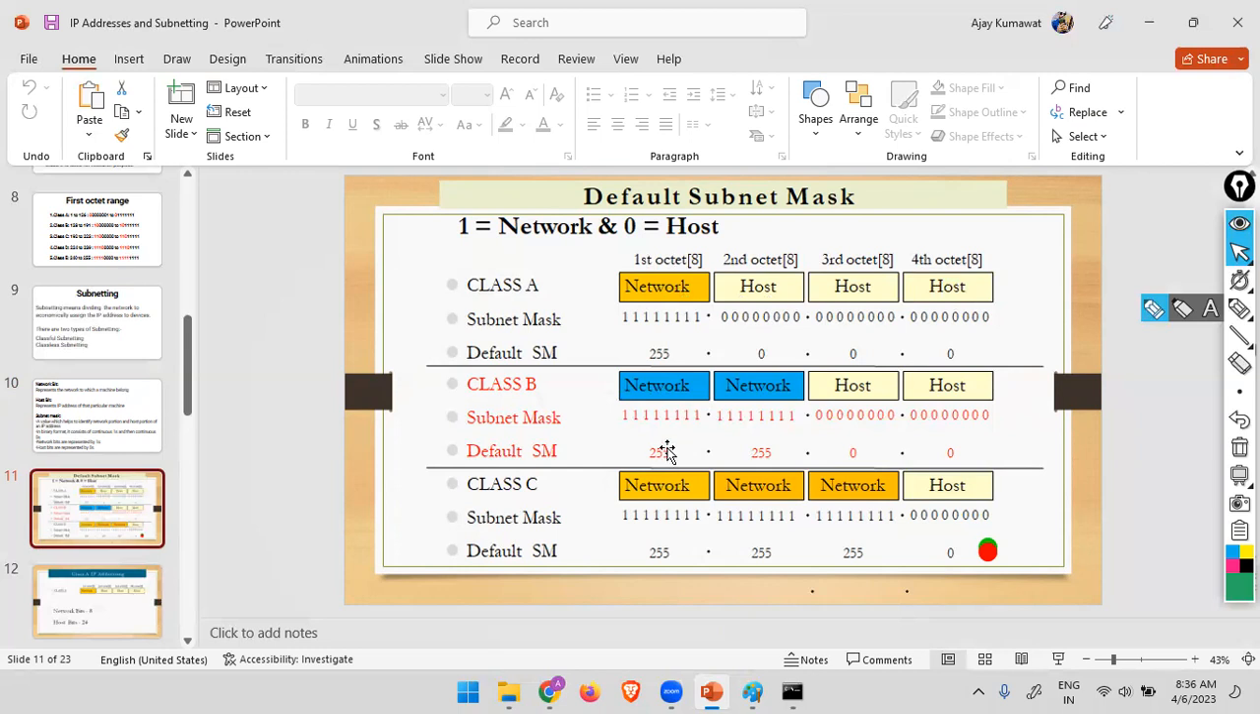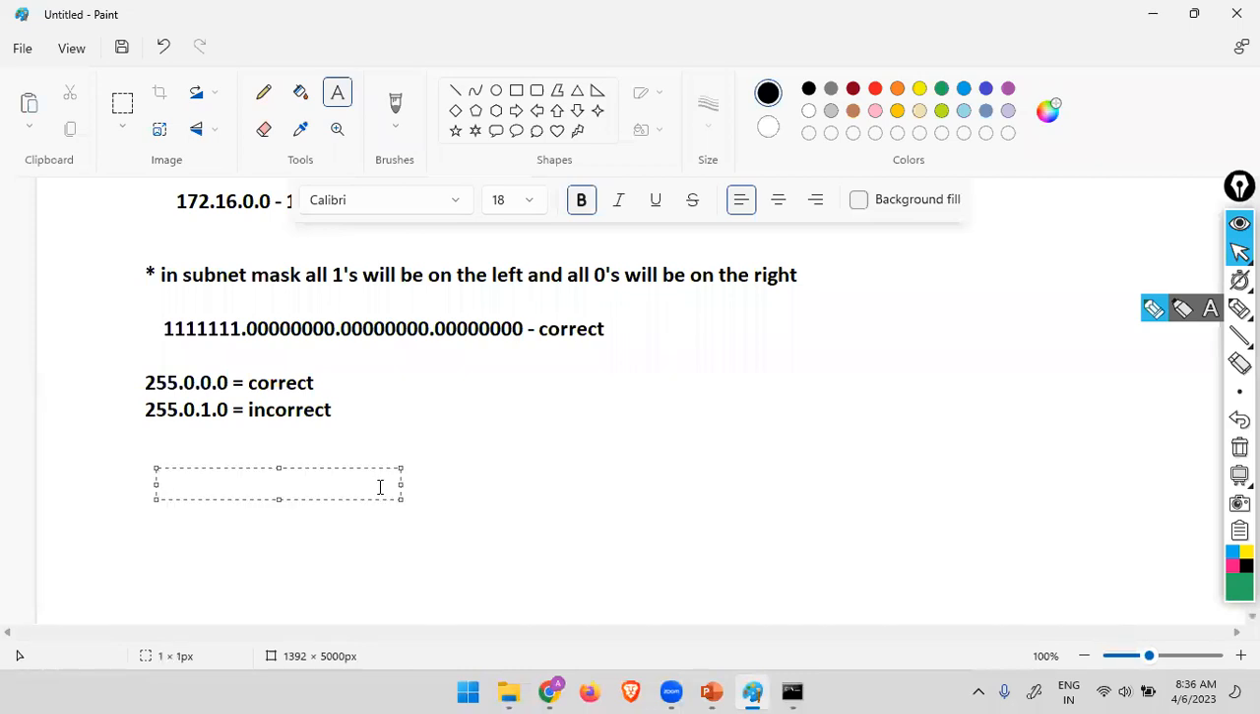Same thing with class B, 255.255.0.0. That means ones, ones, zeros, and zeros. So ones are network, zeros are host: 16 network bits, 16 host bits. Then again class C, 255.255.255.0. Then ones and zeros. So 3 octets of network, that means 24 network bits and 8 host bits. This is clear. What about class D? What is the default subnet mask?